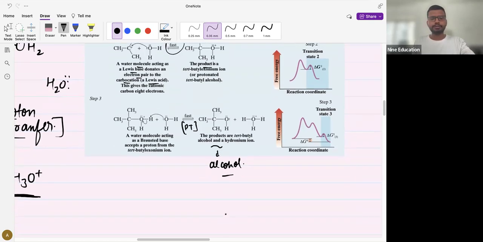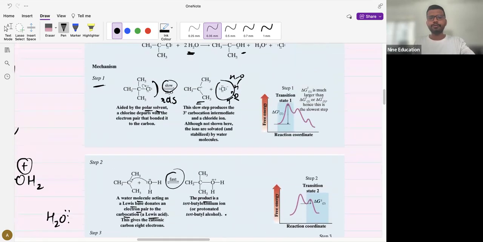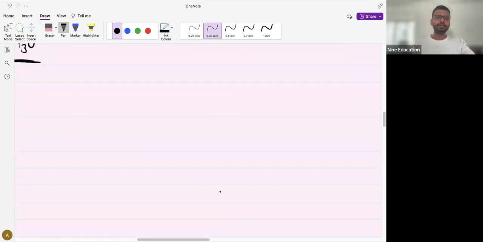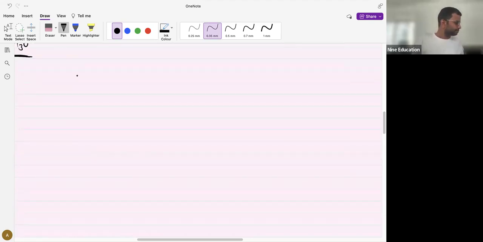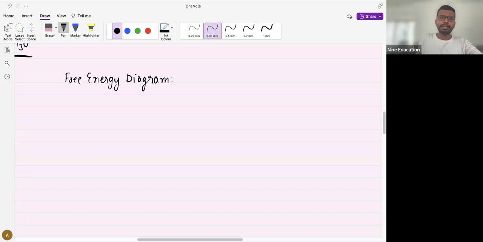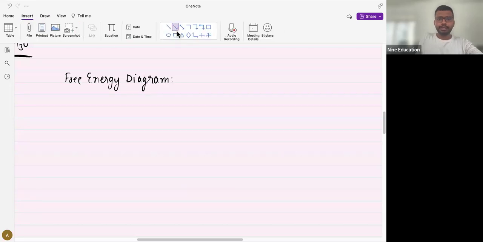Done. So don't worry, you will get the notes, I will give you. So now we will try to write the energy profile diagram of this reaction. Free energy diagram of this. देखें.